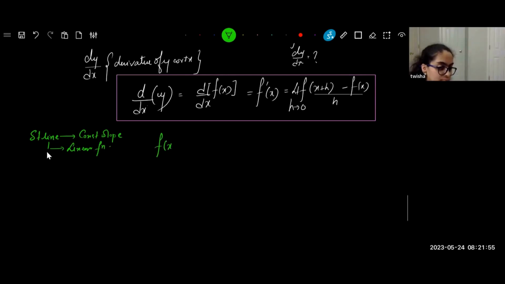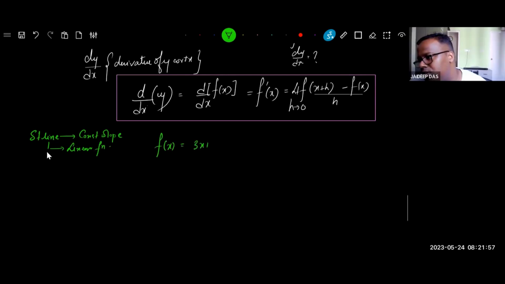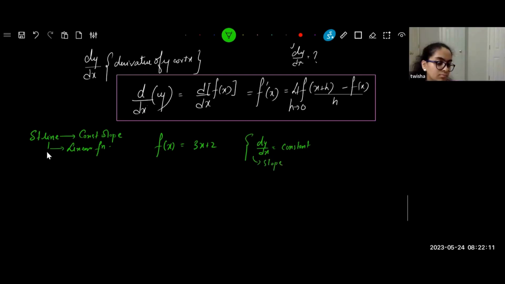So let's take a linear function, f of x is equal to 3x plus 2. Let us try whether its slope is constant. That means if we try to calculate dy by dx, we should get something which should be constant. Then only we'll say slope is constant, because this stands for slope, right? So let's put our idea.